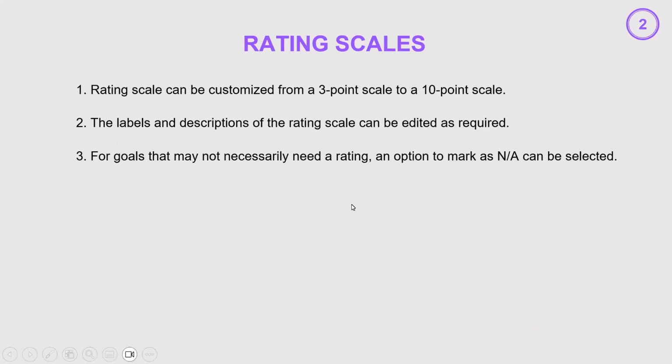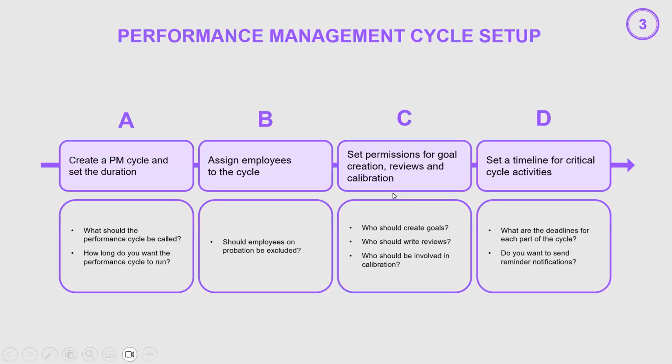Okay, then moving to rating scales. What are the rating scales? As I mentioned, they can be customized from a 3-point to a 10-point scale. The labels and descriptions of rating scales can be edited as required. If I say 1 means bad, you could always put 1 as something else. It may not necessarily be bad. For goals that may not necessarily need a rating, you also have an option to set an NA. Okay, now we've understood what are goals and what are rating scales.